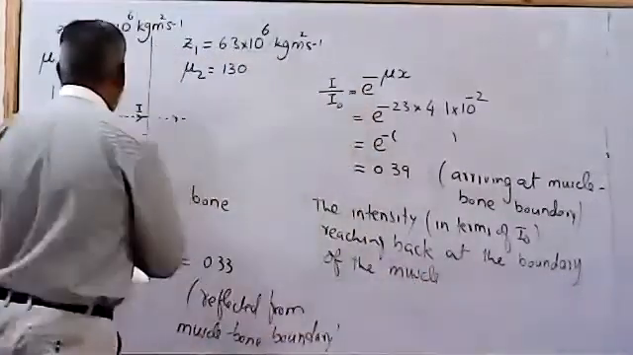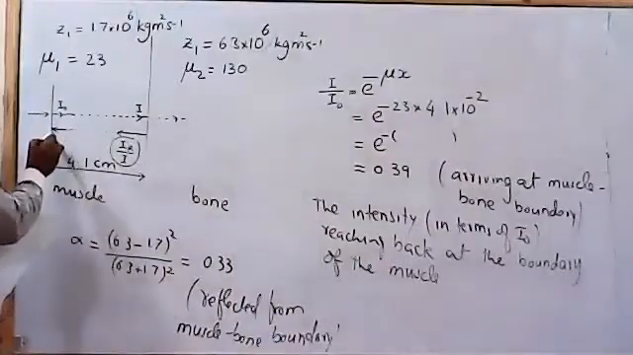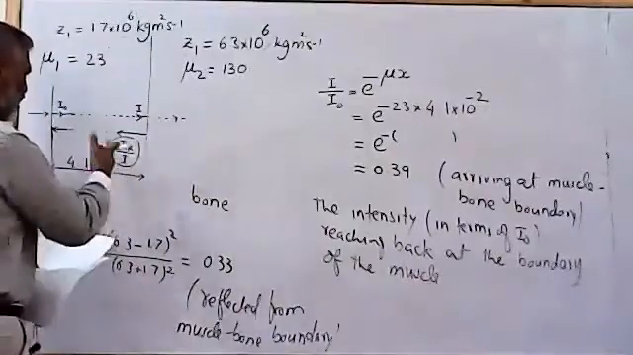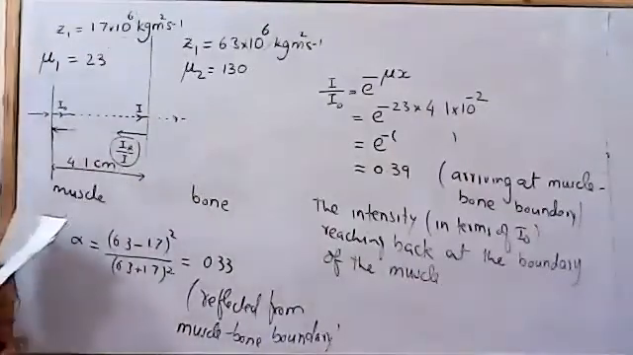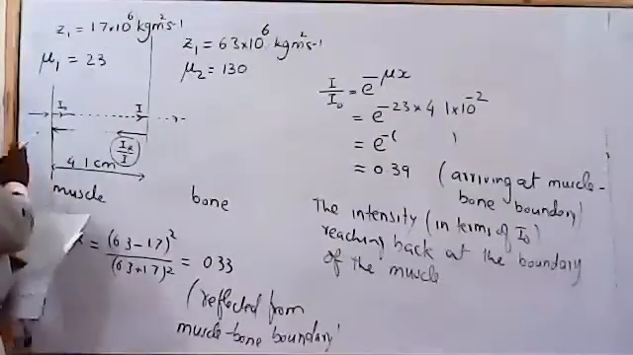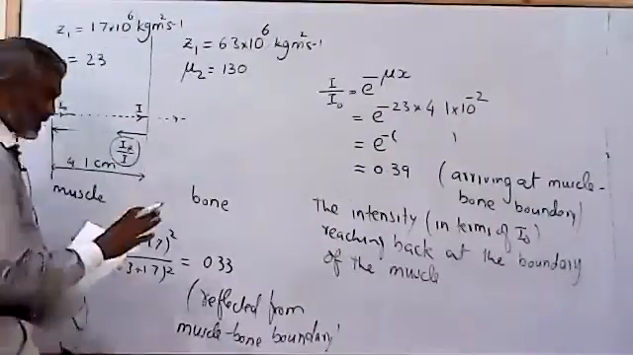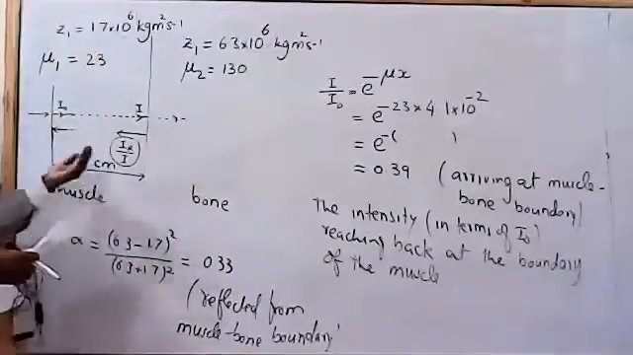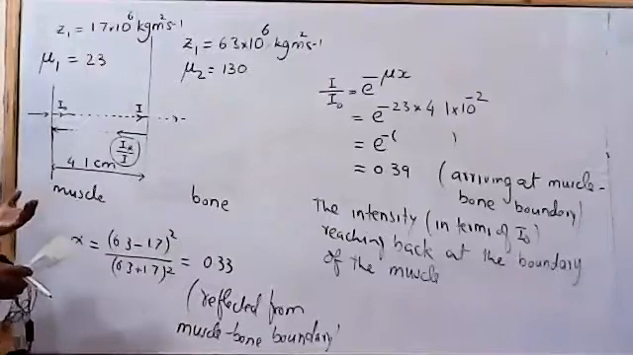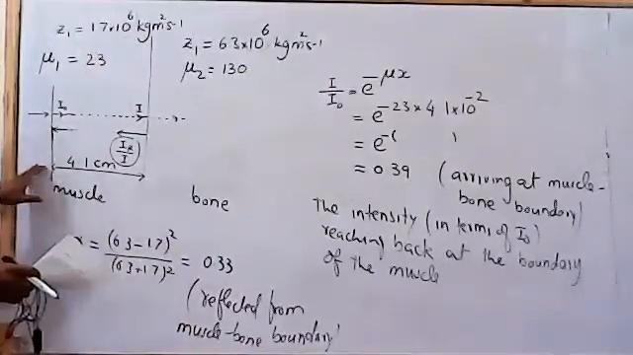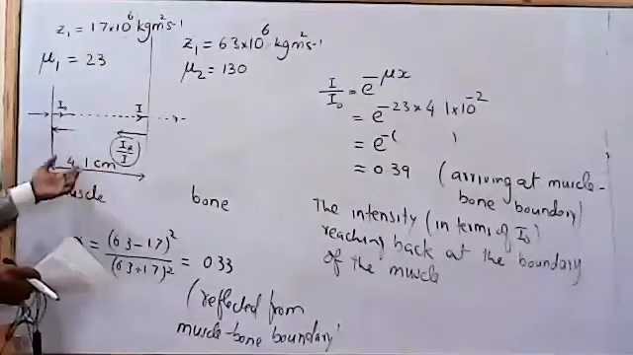I mean, this is the boundary of the muscle where we started. This is the boundary where muscle is separated from the bone. So this is one boundary, this is the one where we started, and they are asking this time what is the intensity which is coming back here. So naturally this is important to know, because we need to know what strength is coming back of the signal.